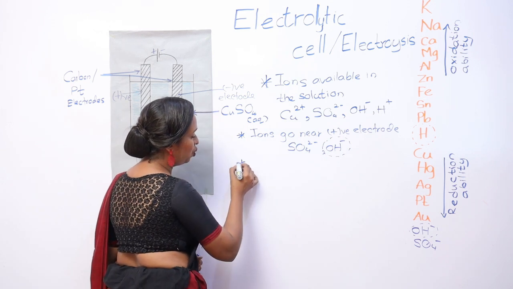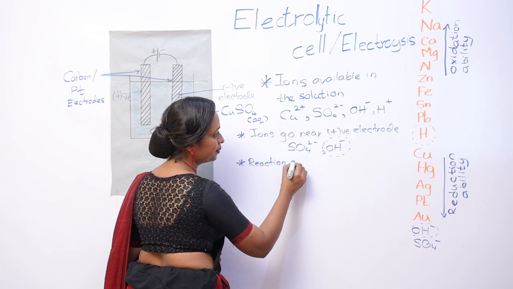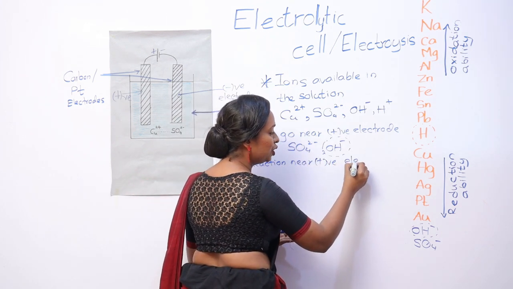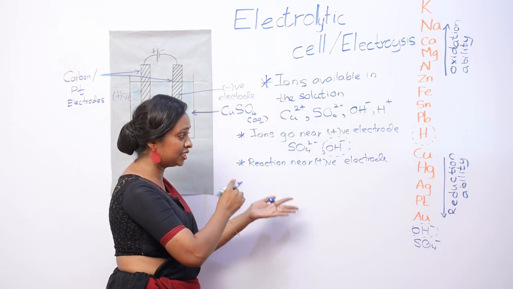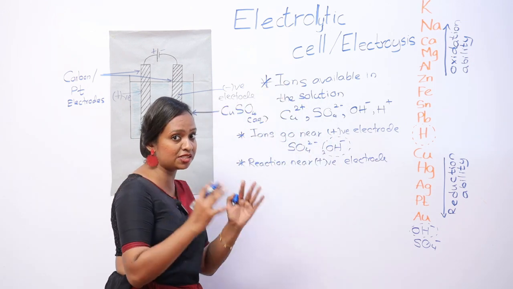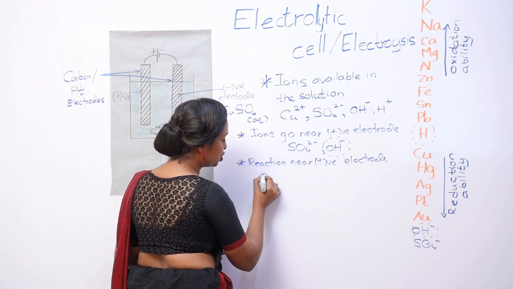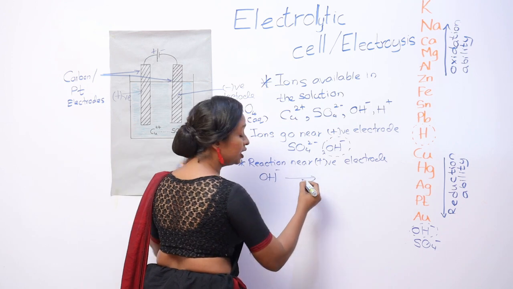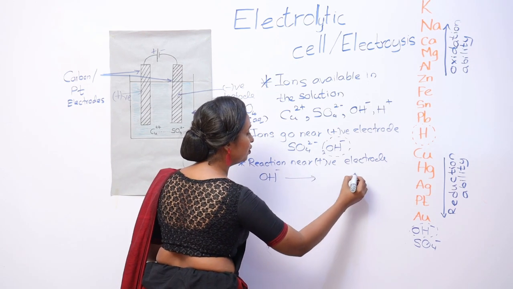Now we will see what the reaction is near the positive electrode. You have to keep this pattern in mind, and these star marks, and write down the equations once you get the question. You can see OH minus going to the positive electrode to remove the electrons. So OH minus, what will it do?